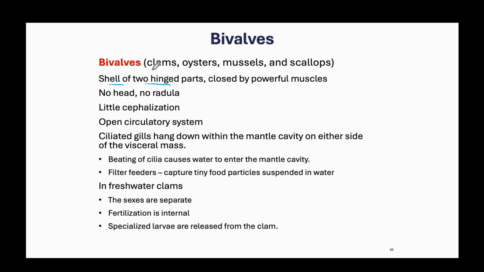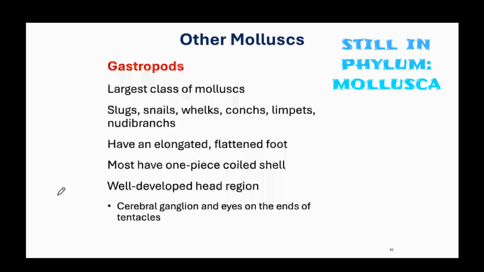Now, other mollusks, our second class that we can look at is gastropods. Now, this is going to be your largest class of mollusks. Examples of this are going to be snails and slugs. Okay, they have an elongated, flattened foot on the bottom, and most of them have that one-piece coiled-up shell with a well-developed head region.